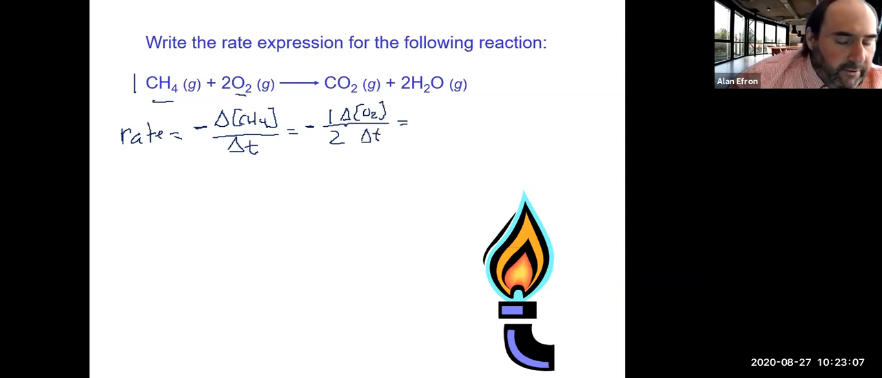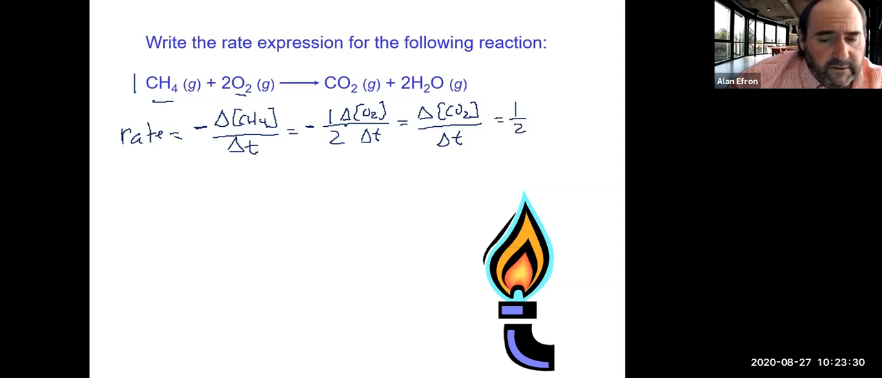Now, when we get to our product side, again, these should be increasing with time. So again, the coefficient here is 1. It's going to be positive. So this would just be the change in the concentration of CO2 over the change in time. And lastly here, our H2O, which is also a product, should be increasing with time, so it will be positive. Coefficient is 2, so this would be 1 over 2, change in the concentration of H2O over the change in time. Again, I put them all equal to each other, which is perfectly fine.